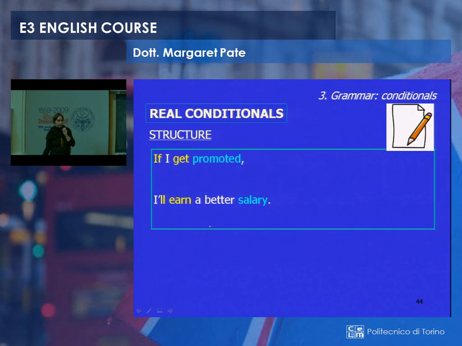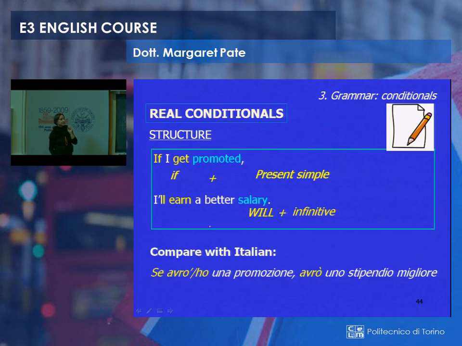Okay, so what's the structure? If I get promoted, after the if clause, or in the situation, we use the present simple for the tense. But in the consequence part, we use will and obviously the infinitive. This is a little different from your Italian form, because after if in Italian, it's possible to put the will, avrò, or the present tense. But in English, the will form is not possible in the if part of the sentence. Okay?